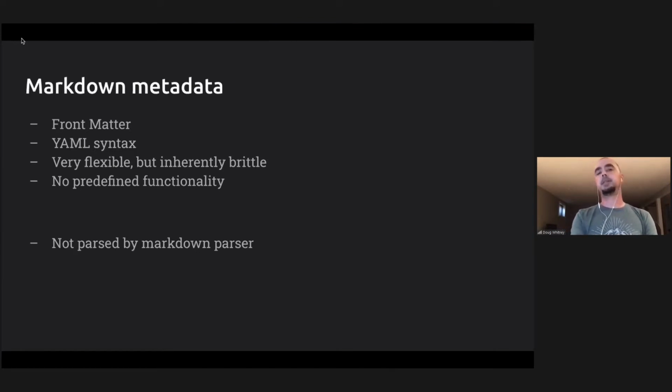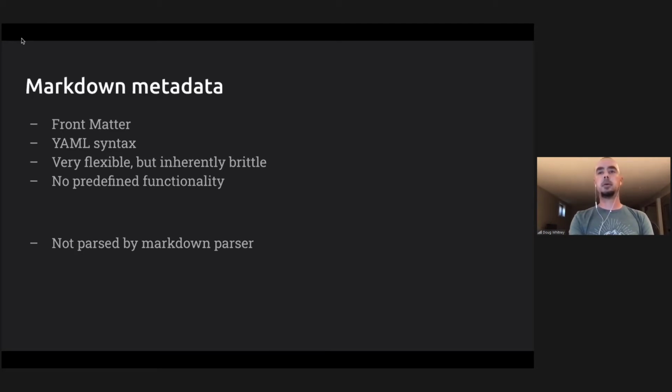Markdown also provides a way to embed metadata in your files. Front matter is the typical format, which I think was popularized by Jekyll, where you are using YAML syntax to describe different pieces of data. It's very free form in that you can use any valid YAML syntax, but it is brittle by nature. There's no predefined functionality in metadata other than it's just data that you can make use of given various tools that can parse it and access it.